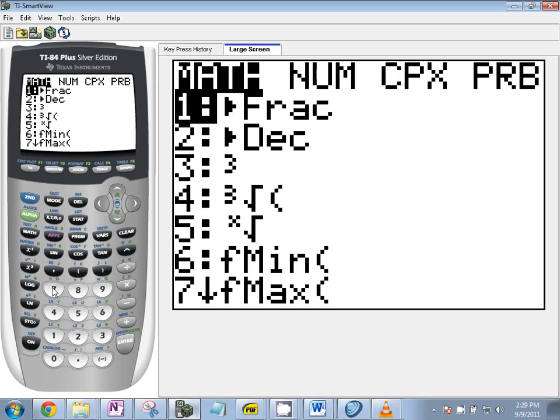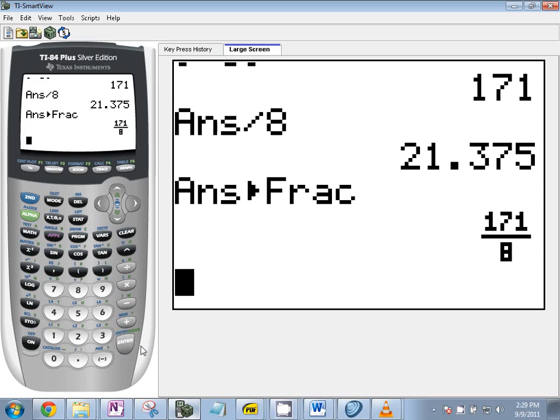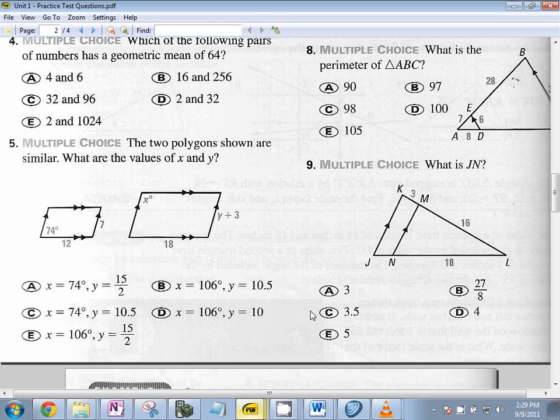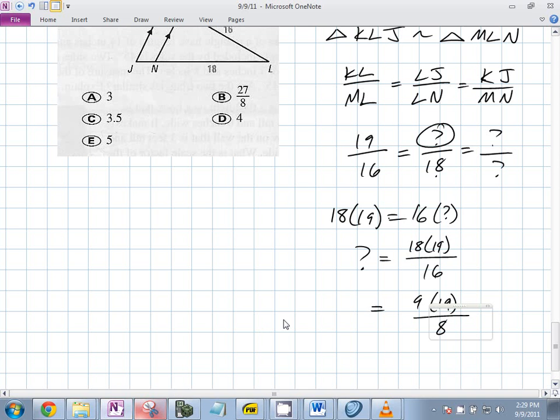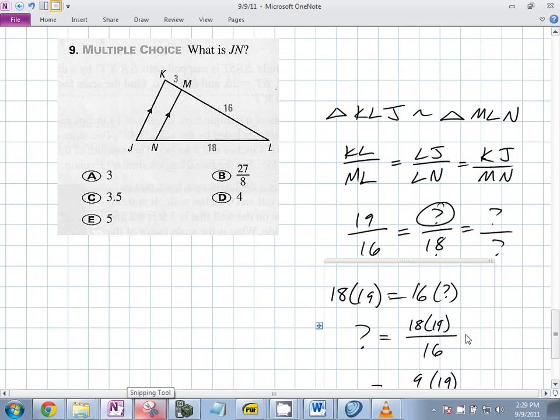Math to fraction. Is that one of the answers? Oh, you can give it fractions? Is that one of the answers? No. So did we do something wrong? Simplify. You solved for something that's not KN. What did we solve for? We just solved for LJ. We just solved for this one right here.